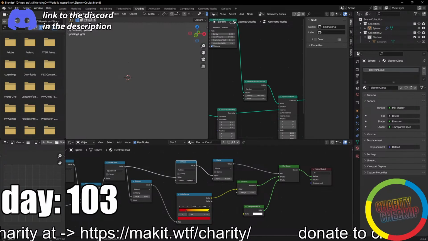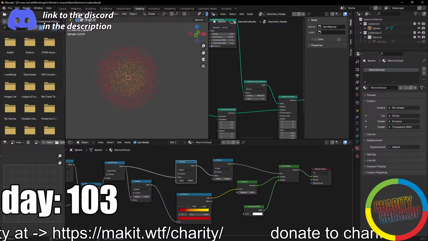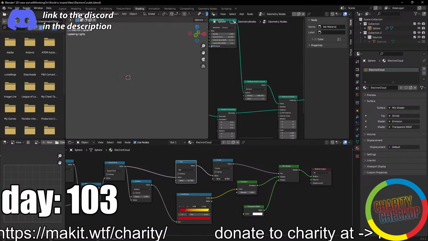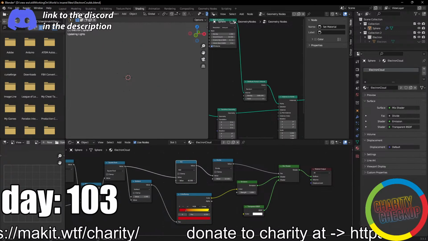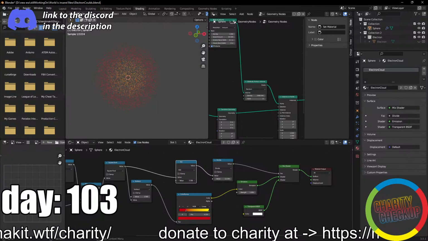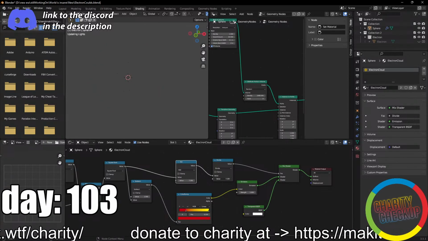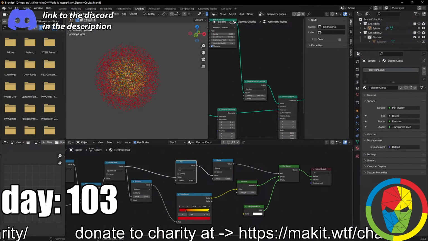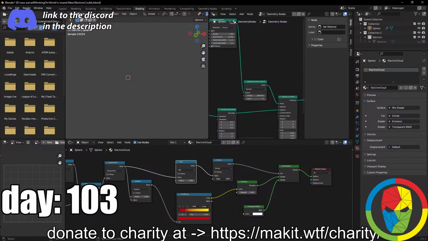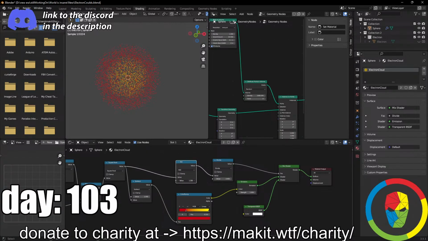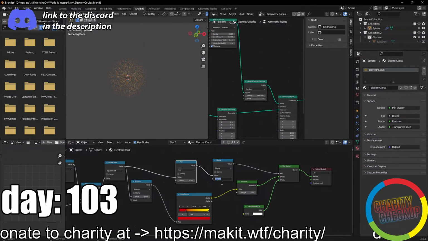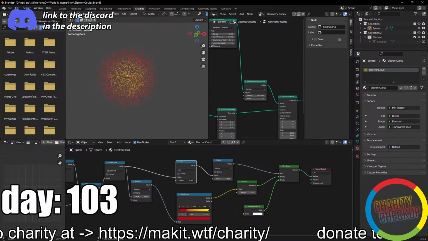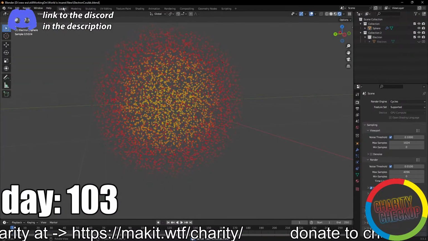There we go. Adding in this case would be less confusing. 12. Nope. 6. Let's do 3. Okay, let's do 1.5. Yeah, looks good. So there we go.